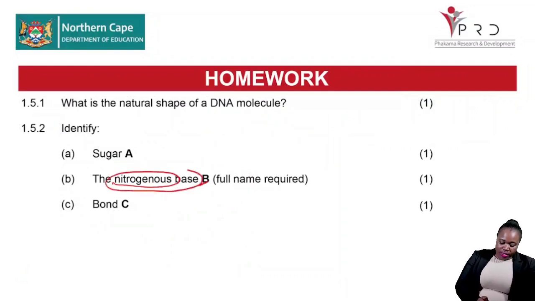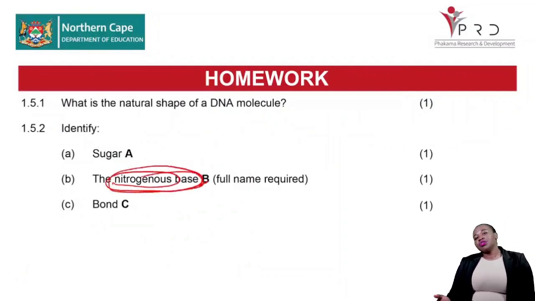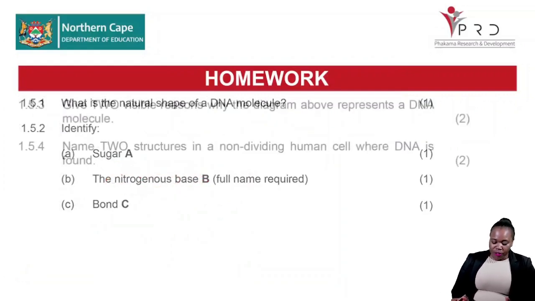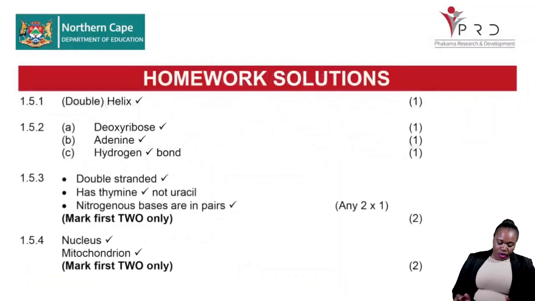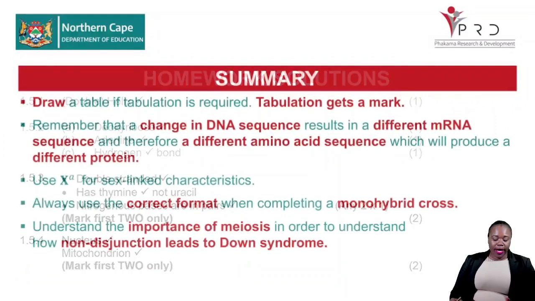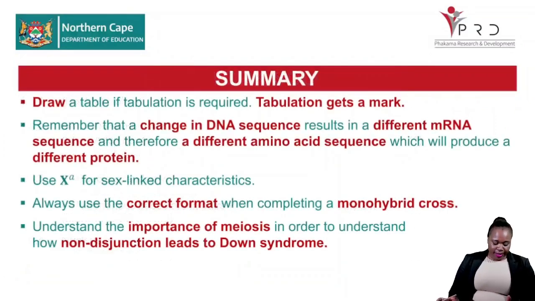Also here, it already says nitrogenous base at B, which is a guide for you, meaning that you cannot say it's a nitrogenous base, but you need to be specific, right? So those are the questions that you will look at and come back with the answers in the next lesson. Now, let's look at our summary.